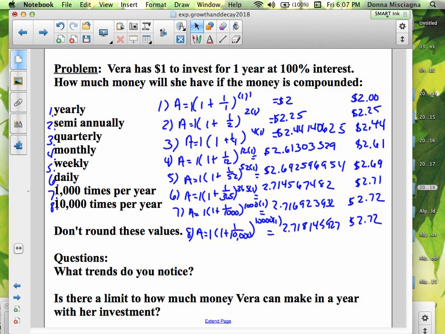That was $2.61. If it's compounded weekly, it's going to be 53 divided by 52. Right, so it'd be 52 52nds plus 1 52nd, and that would be 53 52nds. And that would give her 2.692596954, or rounded to the nearest cent, $2.69.